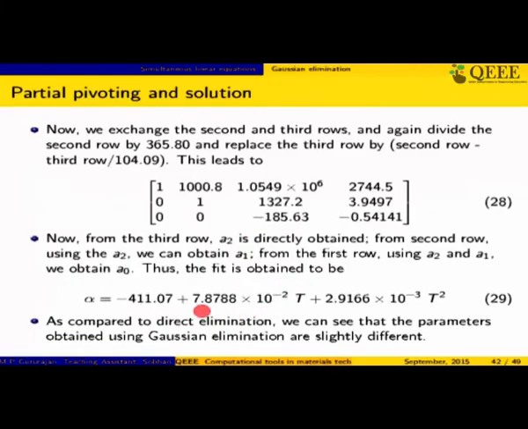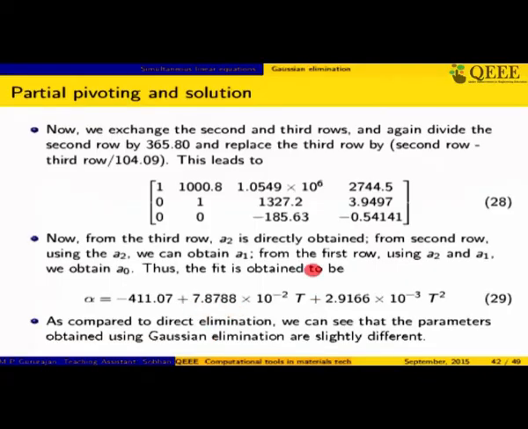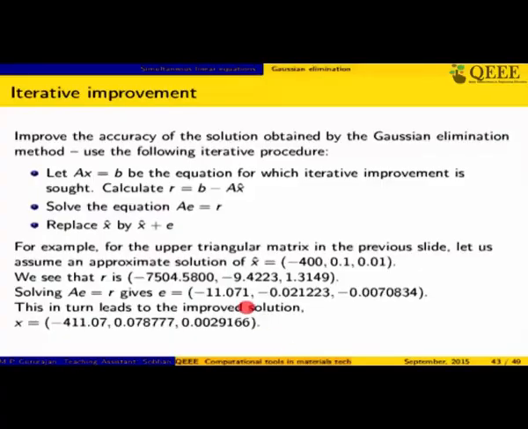The second one is 7.8788 into 10 power minus 2, and I have got 7.8777 into 10 power minus 2. So in one step, by starting with a close solution, I can actually take the solution that I have obtained here, and I can try to find out what the error is.